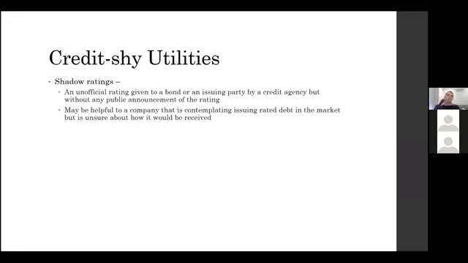ratings. Shadow ratings are a way that, as a utility, you can get a credit agency to come in and conduct a rating without this being something that needs to go public. So it's an unofficial rating, oftentimes, but not always. It will be priced at a cheaper rate than a full public credit rating would be. And it can be helpful to a company that's contemplating issuing debt in the market, but not sure whether they're actually going to get a strong rating.